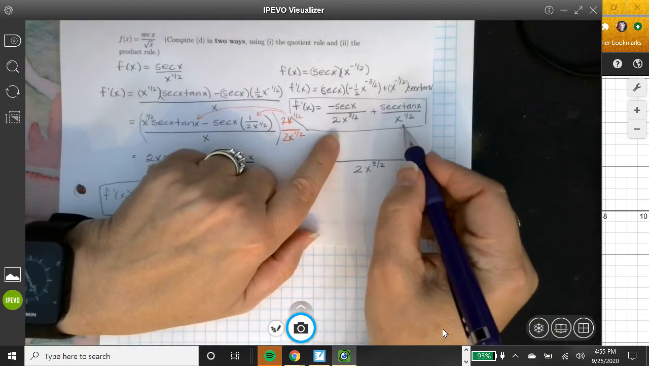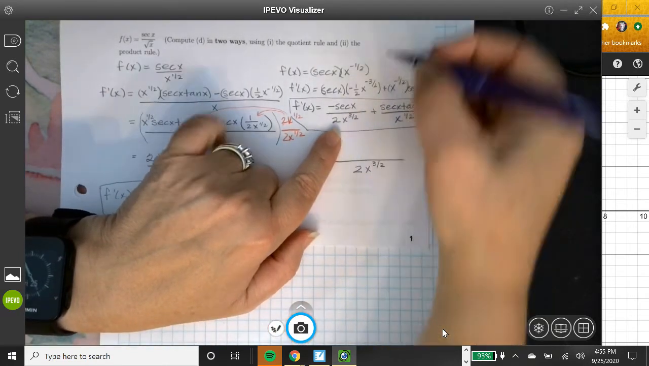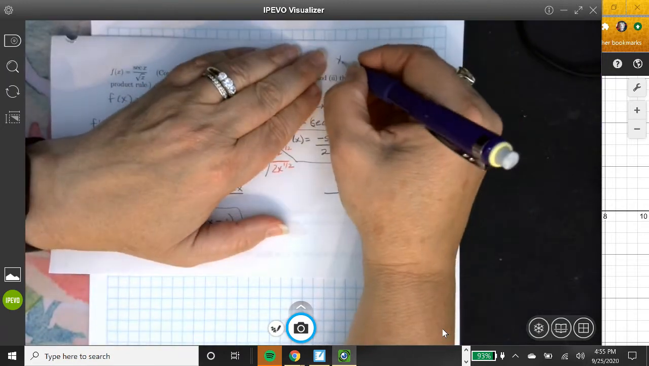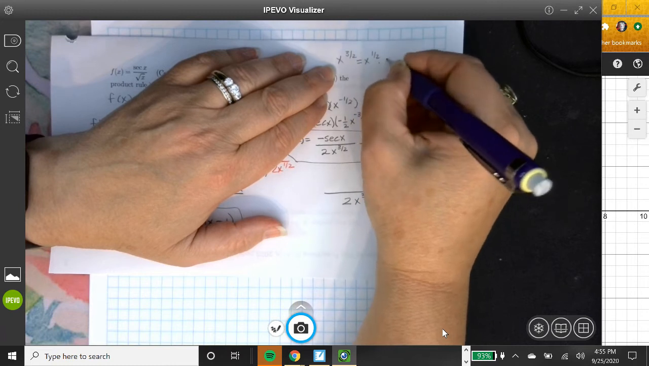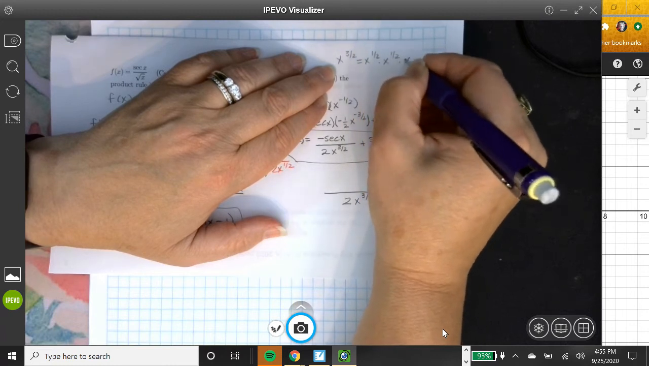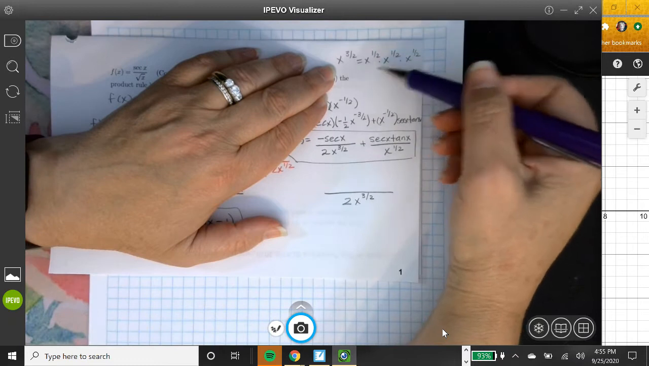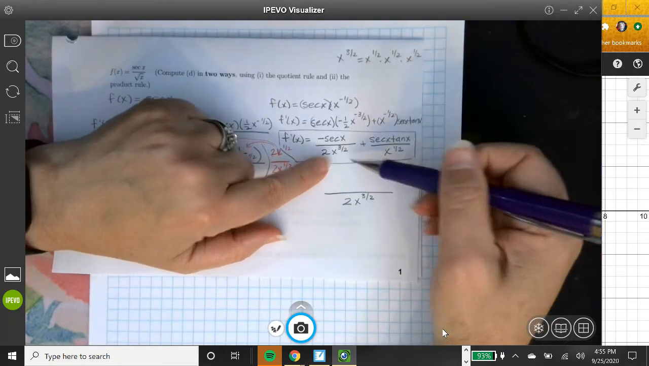Now, why do I say that? Because x to the 3/2, mathematically, is really equal to x to the 1/2 times x to the 1/2 times x to the 1/2, isn't it? So this x to the 1/2 right here is actually a factor of this.